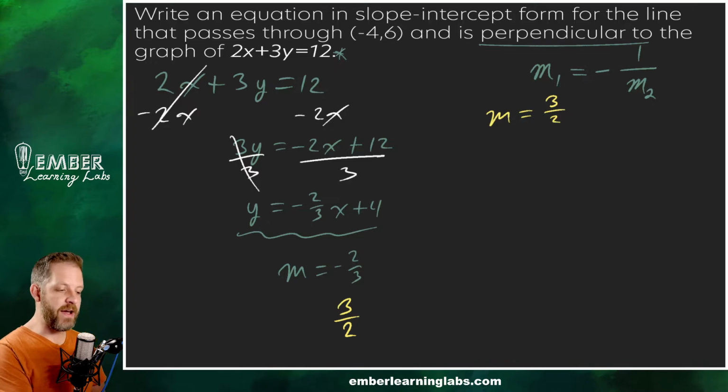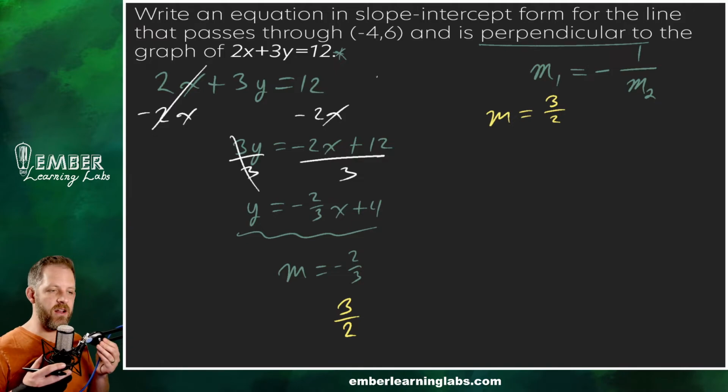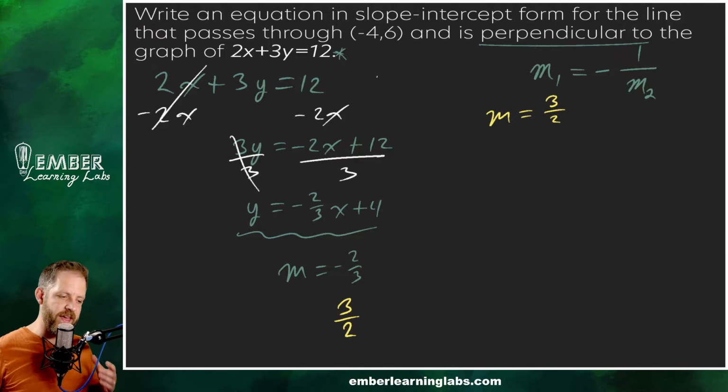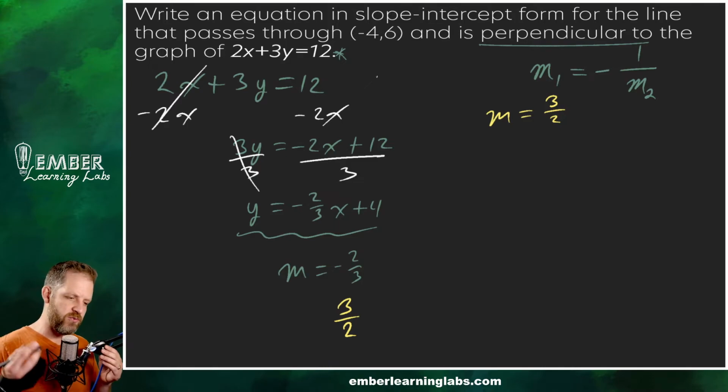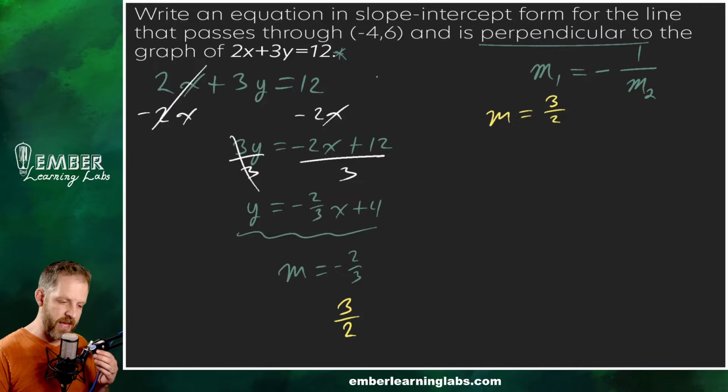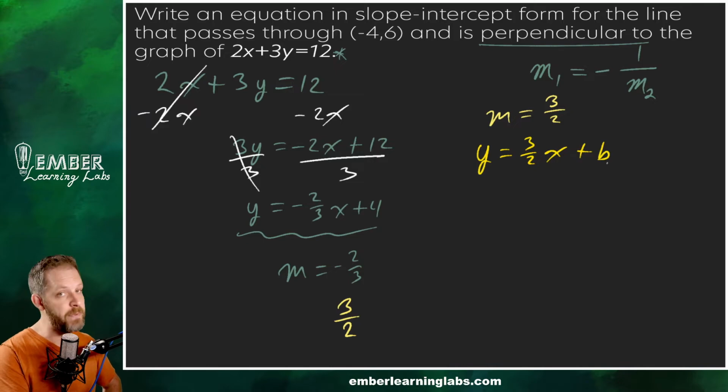So now we have the slope and we have a point. This time, so we get all the practice, instead of using point-slope form, I'm just going to use slope-intercept form from the beginning. So remember, what we know so far is y = 3/2 x + b. We need to solve for b. To do that, we're going to plug this point in. We're going to put a 6 where the y is, and a negative 4 where the x is. And then we're going to solve for b.